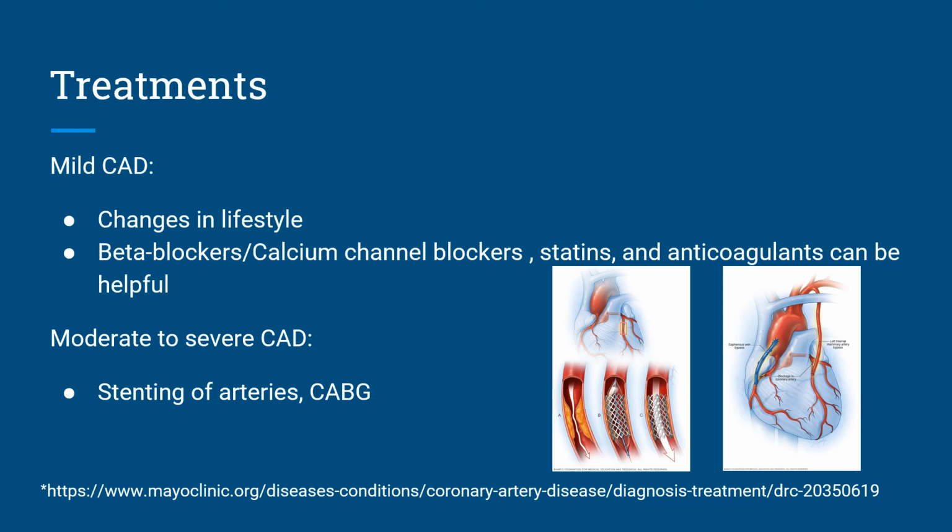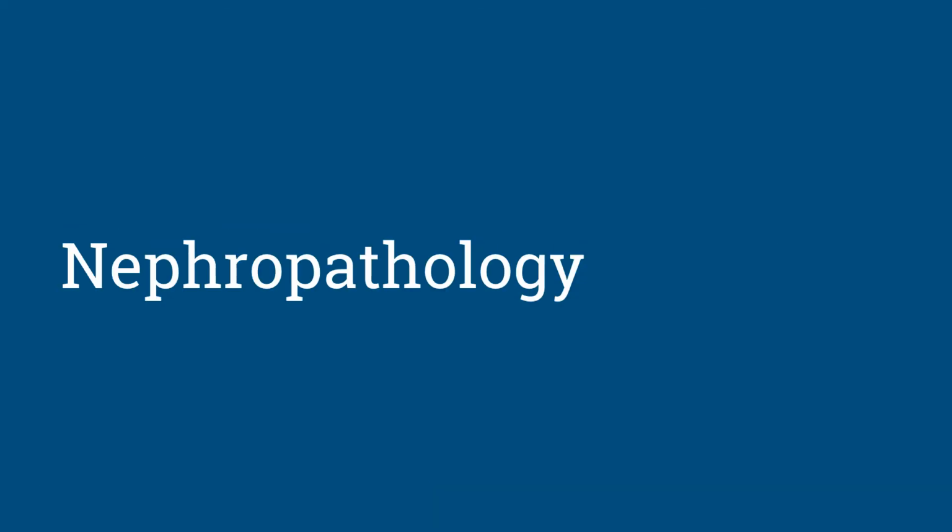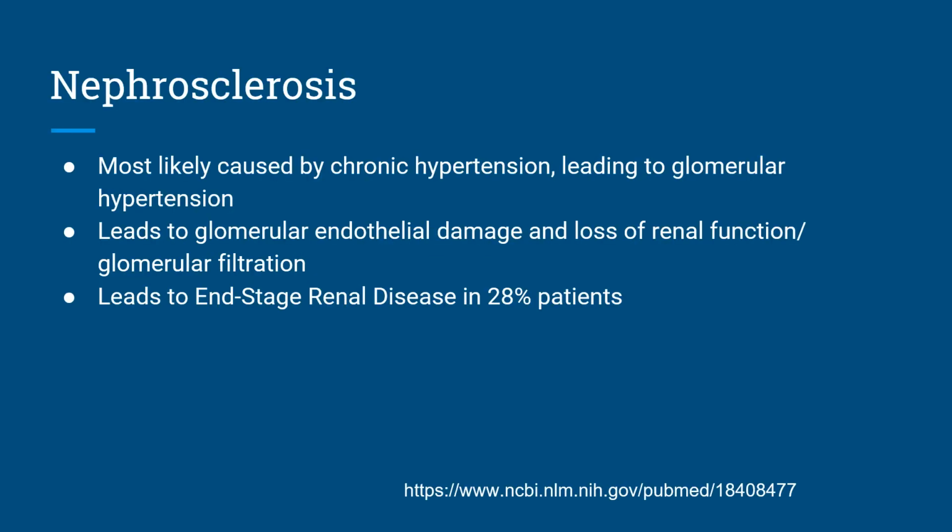And then with more severe cases of coronary artery disease, it's essential to have some surgical intervention, including stents of the coronary arteries in order to increase the diameter, as well as the blood flow to the heart, and then a coronary artery bypass graft in order to bypass the occluded site in order to supply the heart with blood.